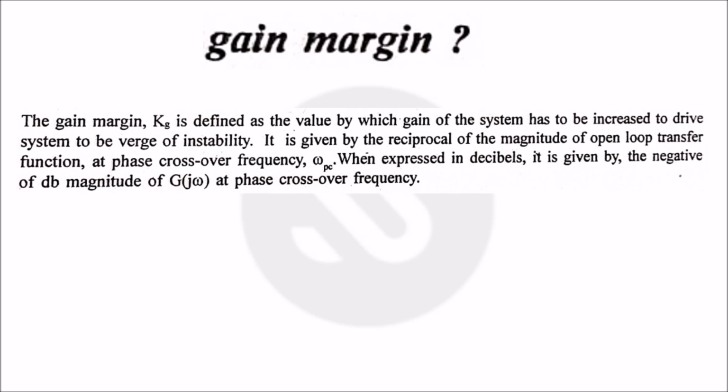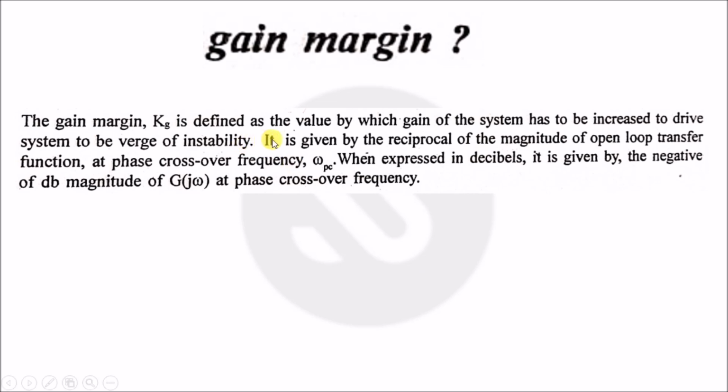Okay, उसका मतलब कि हम हमारा सिस्टम का गेन उतना बढ़ा सकते हैं, उसके बाद मेरा सिस्टम अनस्टेबल हो जाएगा. So it is given by the reciprocal of the magnitude of the open loop transfer function. That means it is a formula. So at phase crossover frequency, that is important. For gain margin, we need to consider the phase crossover frequency, and for phase margin, we need to consider the gain crossover frequency.